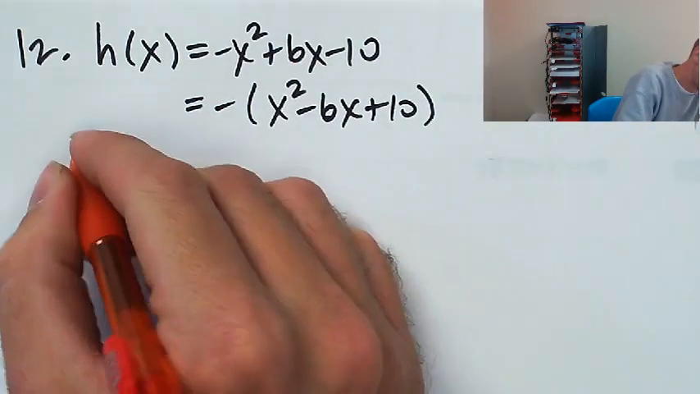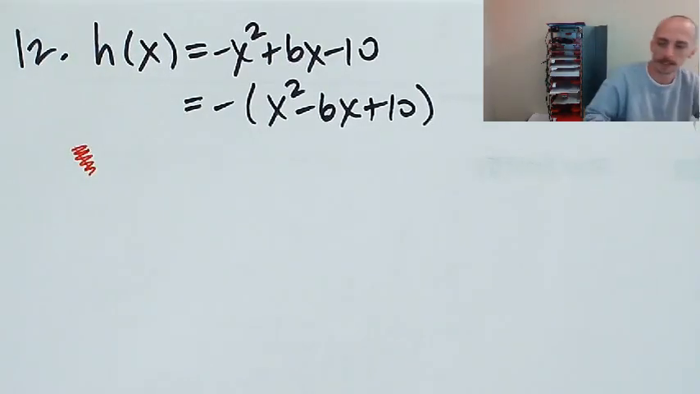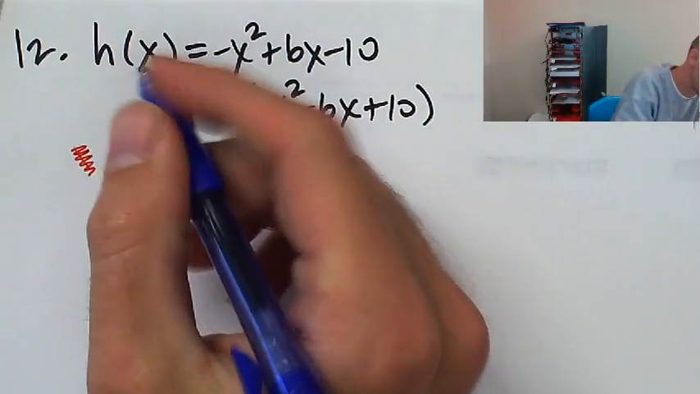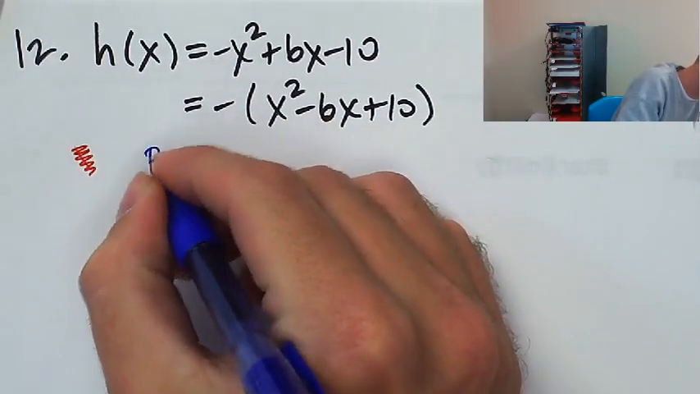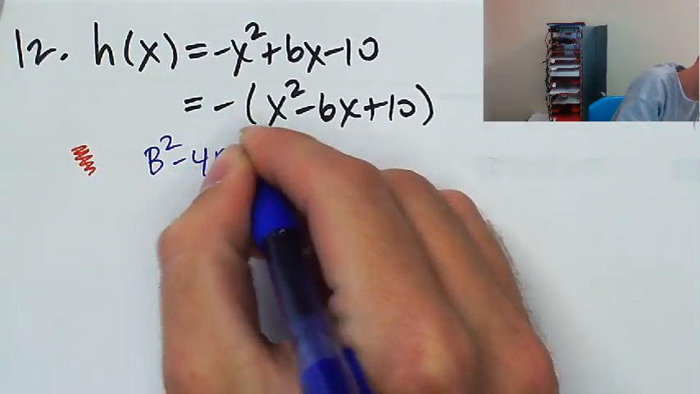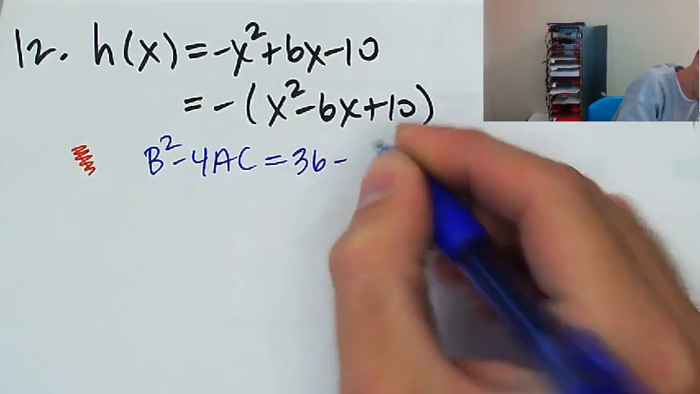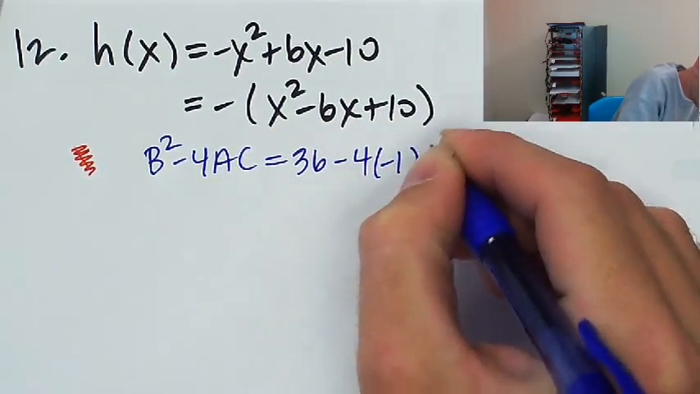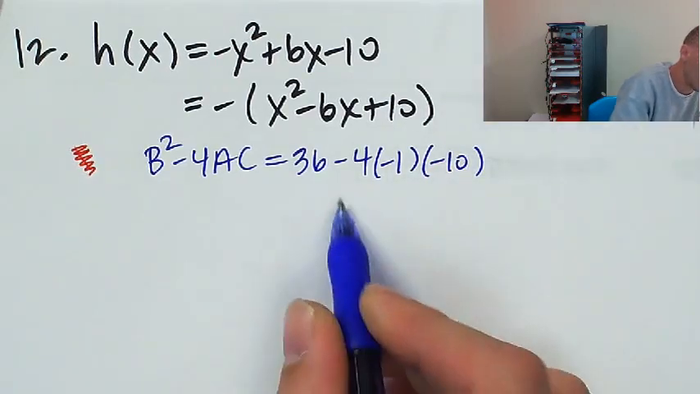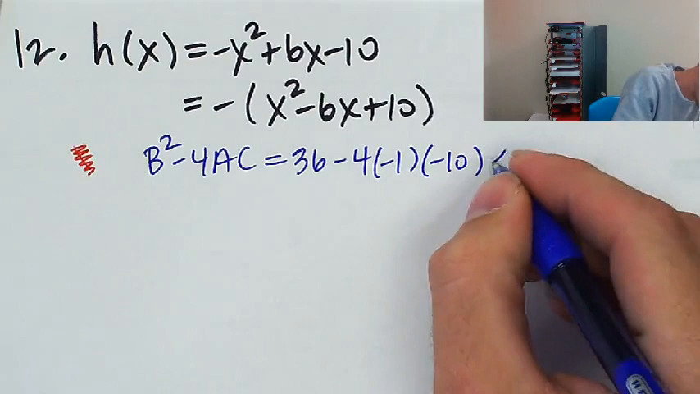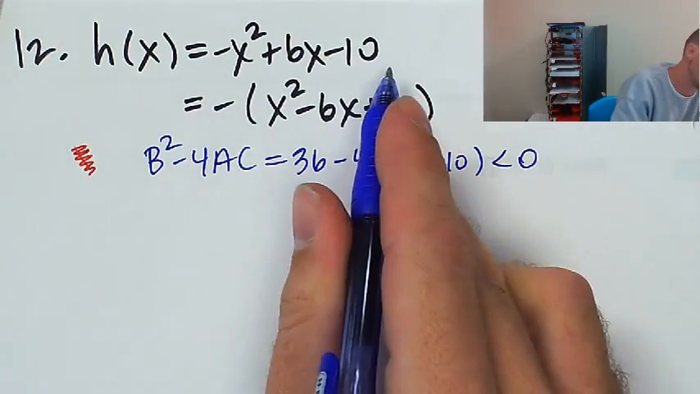B squared minus, wait a second. I need to check b squared minus 4ac. I realized that when I was first doing the problem. It kind of escaped me. Okay, so checking the discriminant. B squared minus 4ac is going to equal positive 36 minus 4 times a times c. So this is positive 40 here. 36 minus 40 is negative, so there's no zeros.